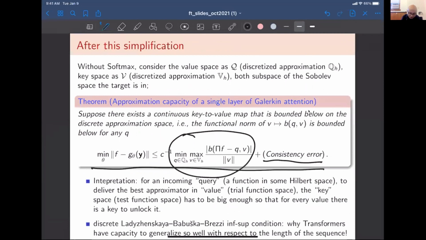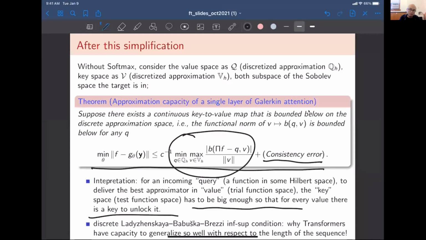And we have a nice interpretation of the key, query, and value. That is, the query is like a function that comes to us and asks, "Hey, can you approximate me, or give me the best representation in the latent space?" Then the query gets matched to the test space, which we call the keys. After the matching, the coefficient determines how we use the value to approximate it. So the value is like our trial function space.